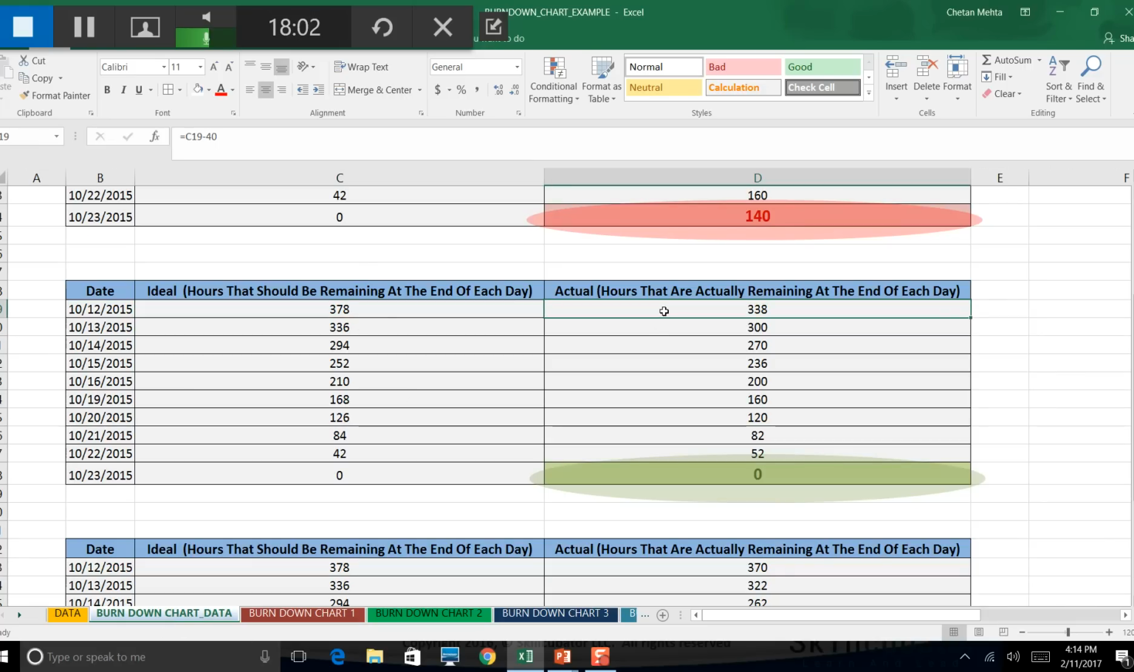Now here what is happening is, we are burning roughly around 42. So on the first day we burned 40 hours, second day we burned 38 hours, 30, 34, 36, 40, 40, 38, 30, 52. Right? So on the 23rd, we don't have any hours left. So there is no work remaining and we are able to close the sprint successfully.